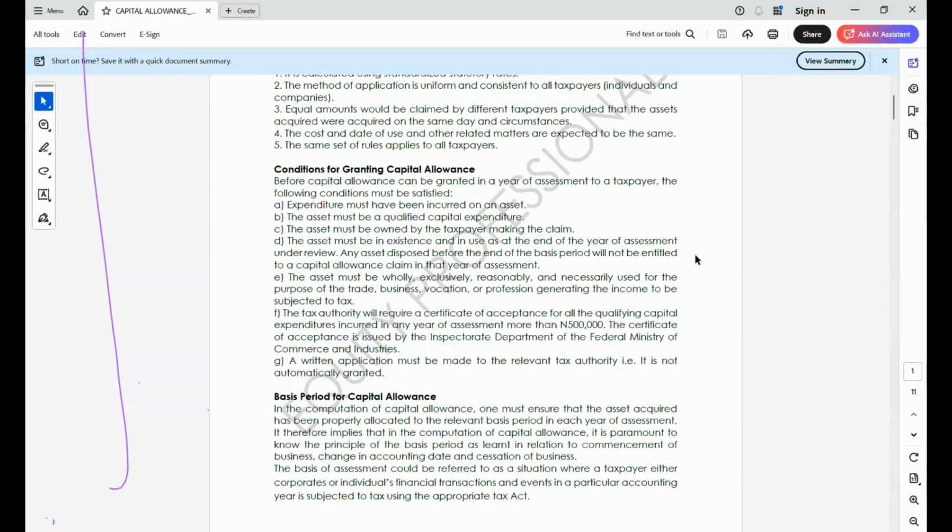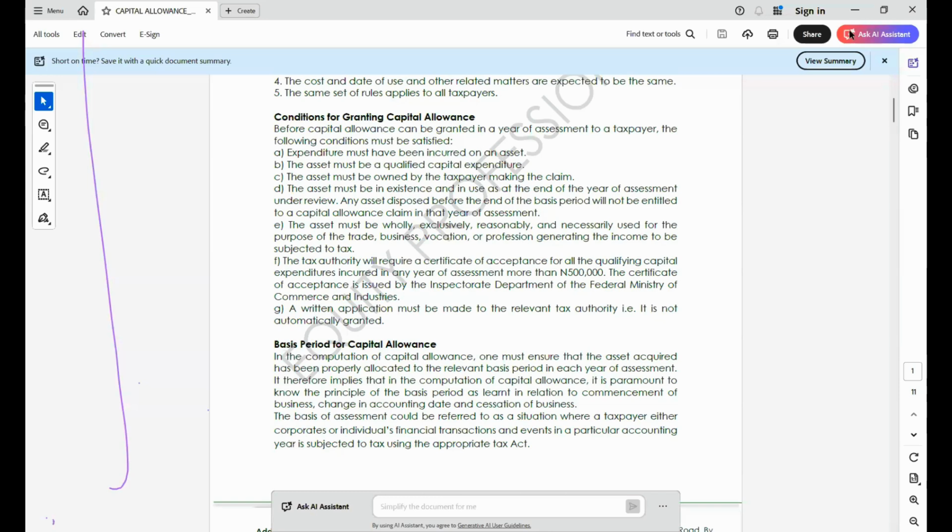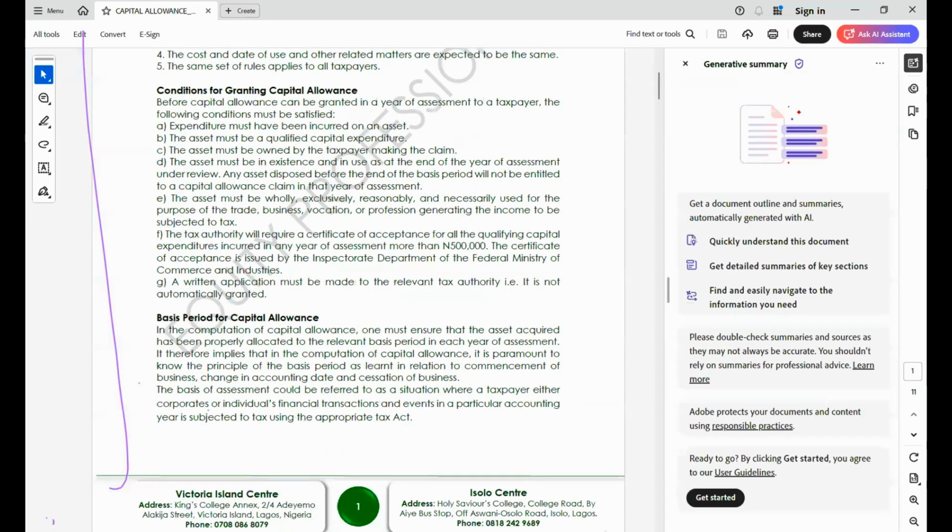So before you can solve any question on capital allowance, you first of all need to come up with the basis period for assessable profit. That basis period will assist you to know when the asset will be available for capital allowance claim. So in order to have a good understanding of what I mean by this basis period, let me illustrate that. Let's say we are given a scenario.